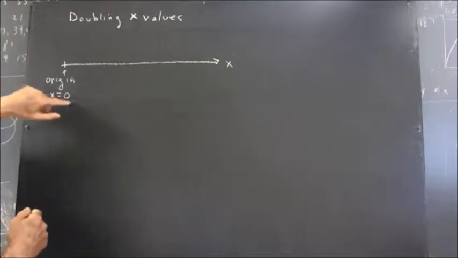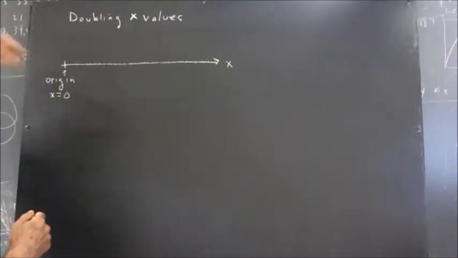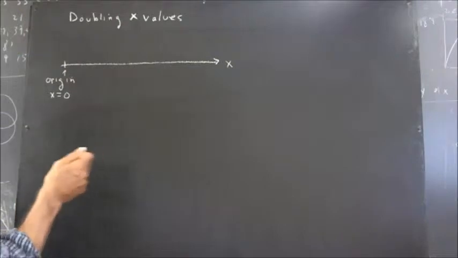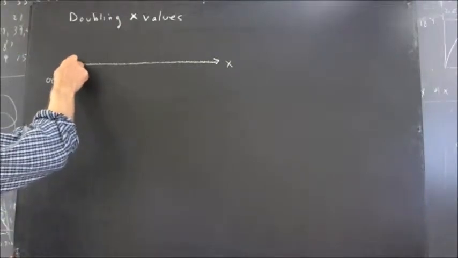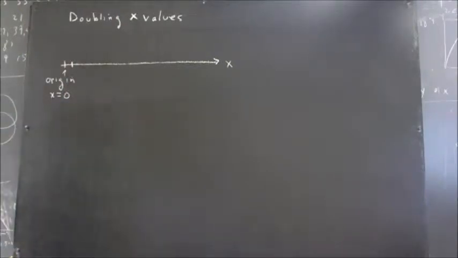So we start with x, well, the origin is at x equals 0. Okay, we're going to start with some x value. So let's just take a small x value here. Okay, now we want to find the point on the axis that doubles that x value. We don't know what this number is. It doesn't matter. We're doing this geometrically.